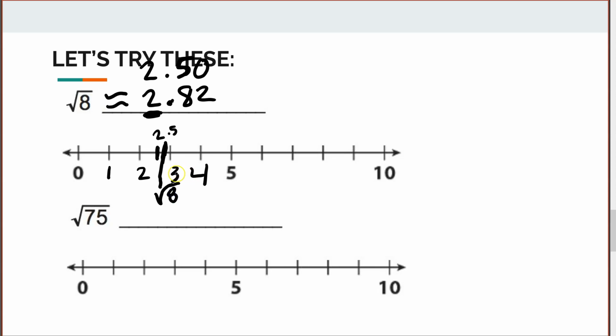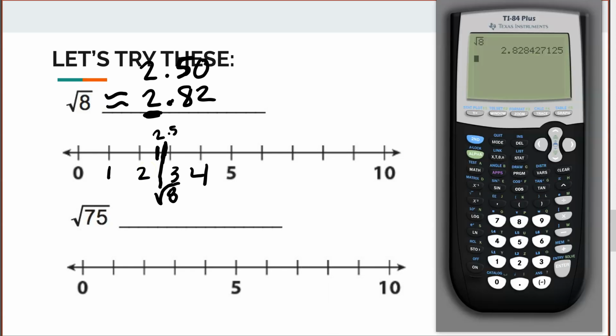And you can also guide yourself with this. Square root of 9 is 3. And square root of 4 is 2. Alright, let's try square root of 75.